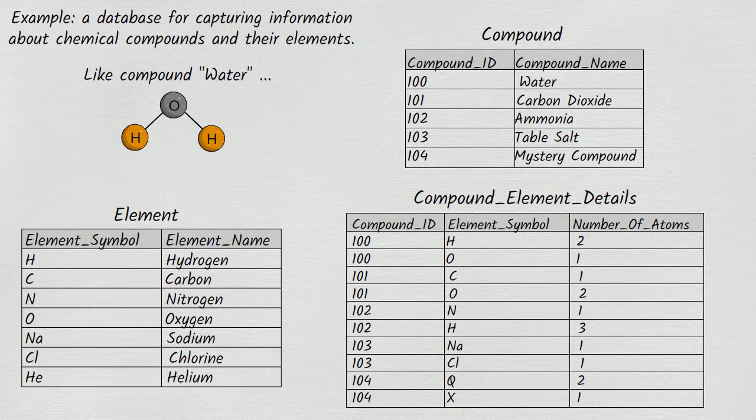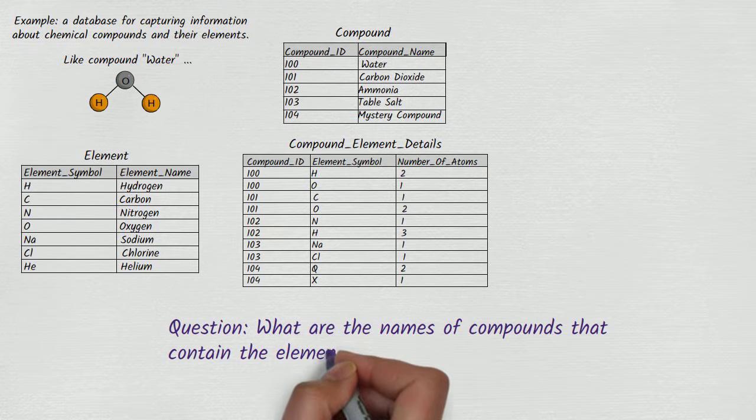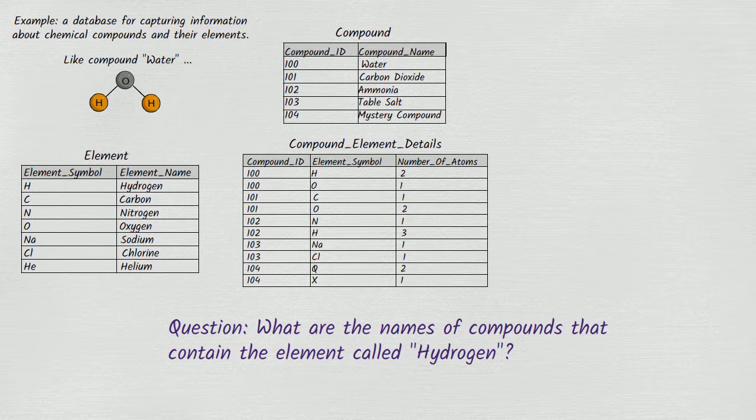Suppose someone asks us this question: what are the names of compounds that contain the element called hydrogen? To answer this question, it's not going to be enough to consult the compound table. The compound table tells us the names of different compounds, but it doesn't tell us what elements they contain. What if we consult the compound element details table instead?